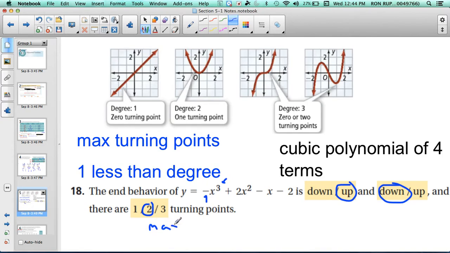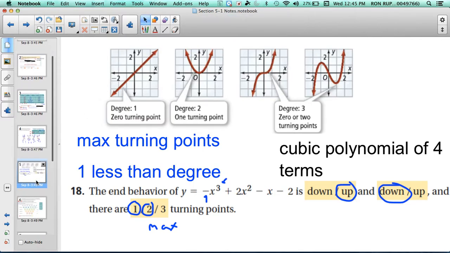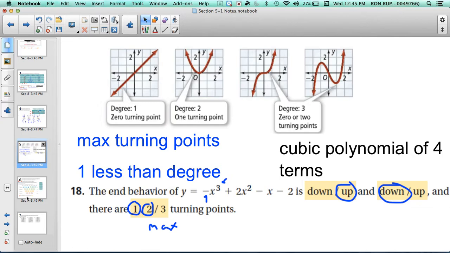Maximum of 2, but I could also have 1. So the end behavior of this graph is up and down, and there are 2 maximum turning points. There could be 1 turning point. If you're CP, you can stop right there. If you're honors, you need to move on to the next page for one last thing.